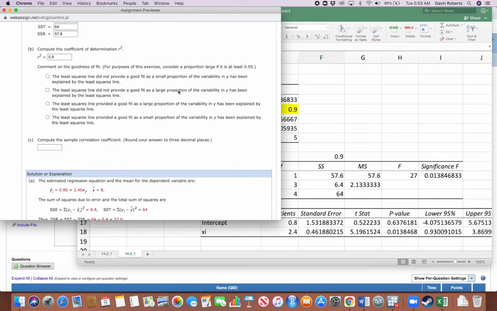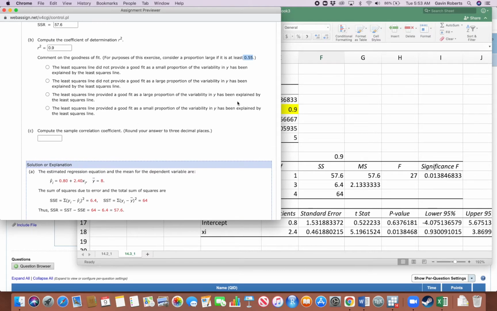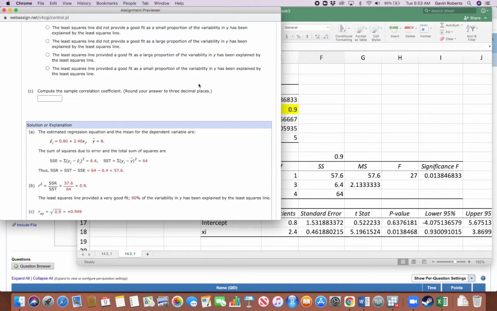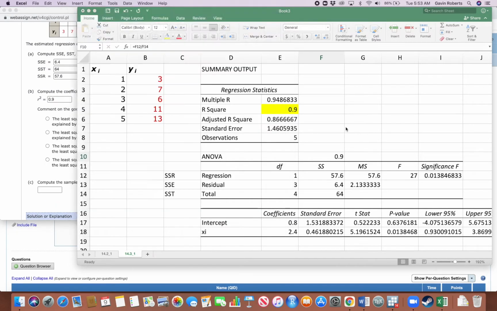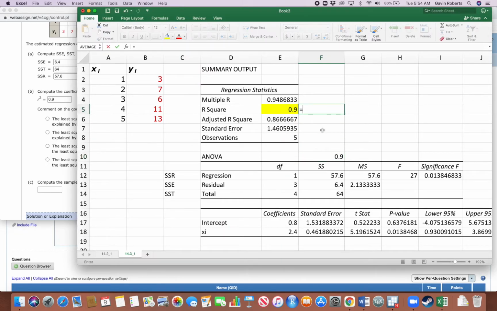Then that one's just asking you to compare that to this other number. The sample correlation coefficient right here is actually just going to equal the square root of r squared. This is your correlation coefficient that you looked at last semester. Oh, check it out. It turns out that Excel also produces that number, but it calls it, of course, something else.